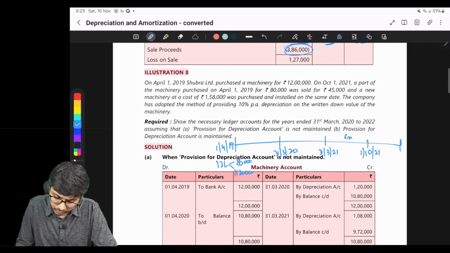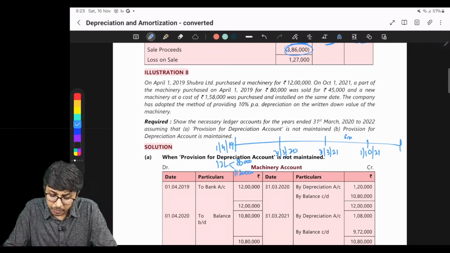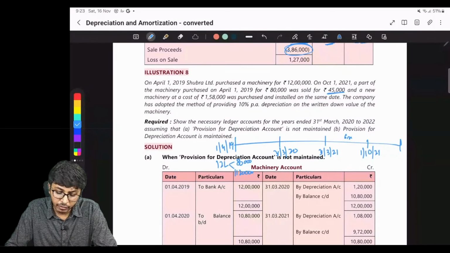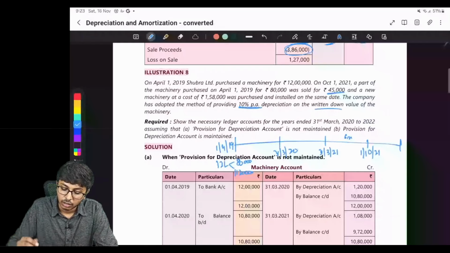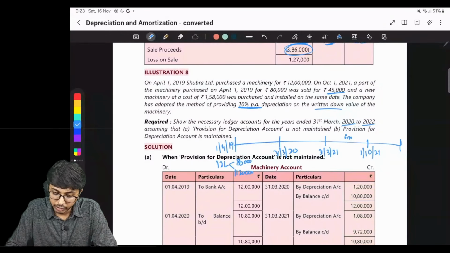Correct? The machinery that was purchased for 80,000 was sold for 45,000, and the new machinery at the cost of 1 lakh 58,000 was purchased and installed on the same date. The company has adopted providing depreciation on WDV at a fixed rate of 10%. Show the necessary ledger accounts for the year ended 2020 to 2022.